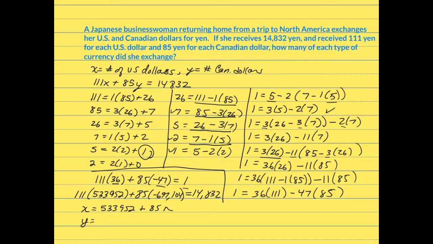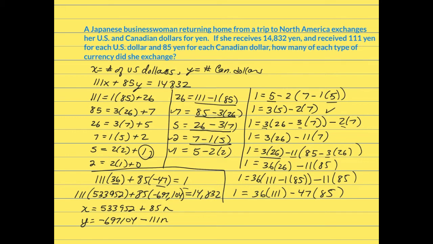And y equals the y naught, negative 697,104, minus a over d times n. And a is 111, d is 1 still, so minus 111n. Okay, so this is the form for all solutions.